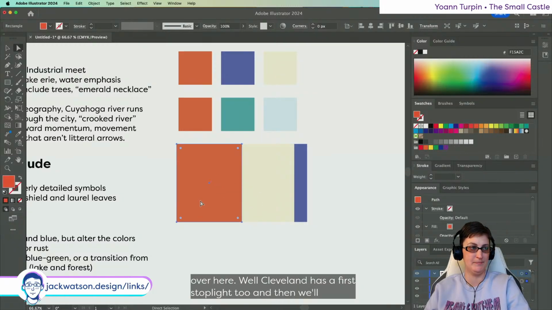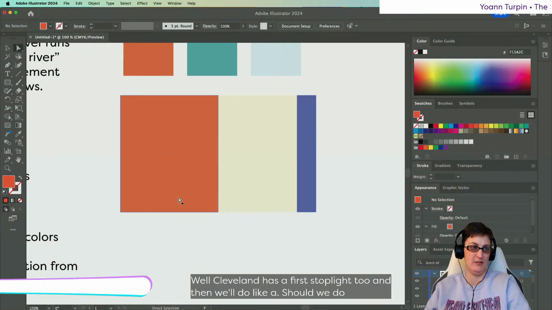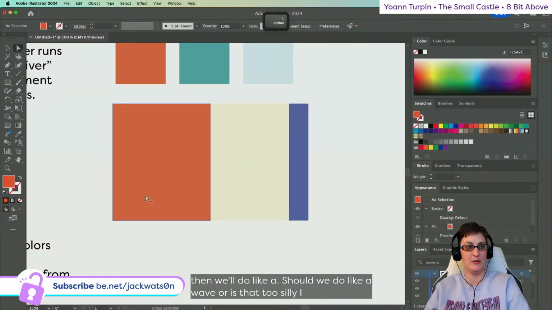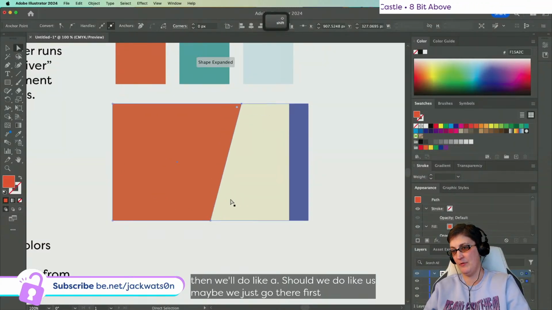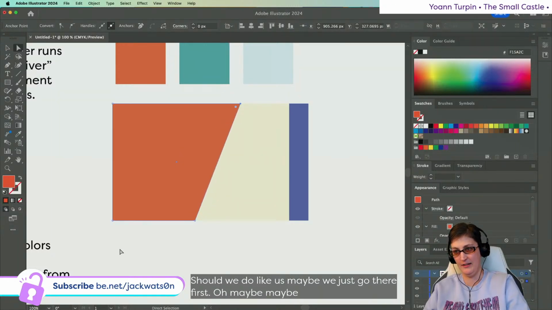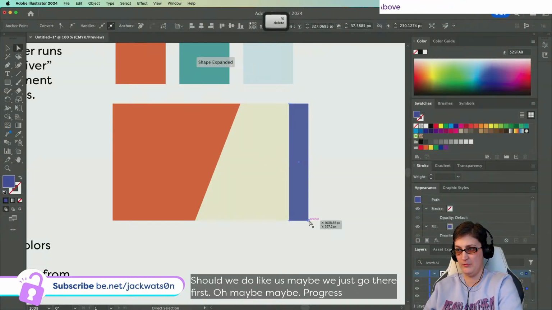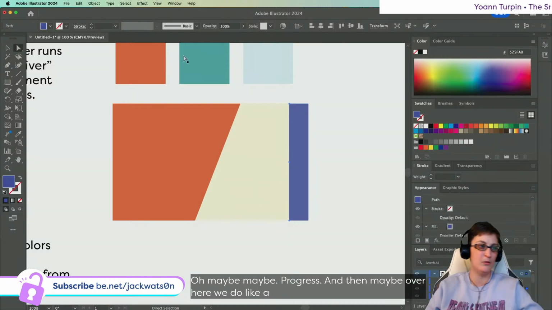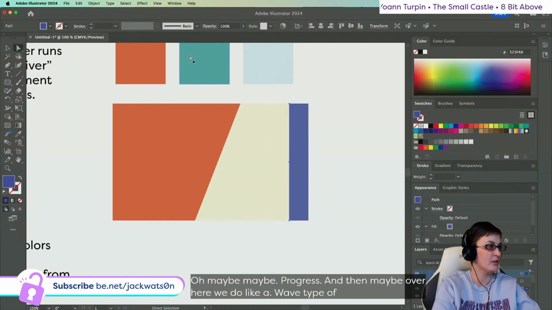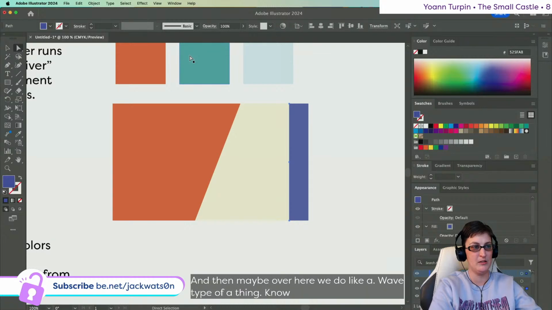And then we'll do like a... Should we do like a wave, or is that too silly? I don't know. Maybe we just go there first. I want it like an organic... Oh, maybe this. Is that how we go? We have a little bit of that progress. And then maybe over here we do a wave type of a thing. Know what I mean?